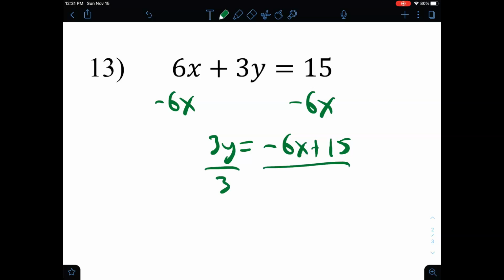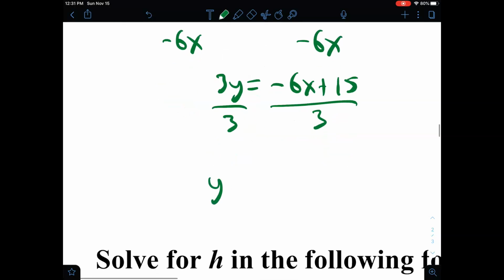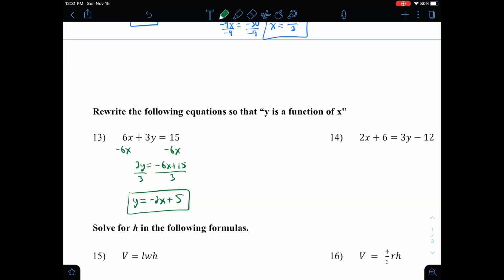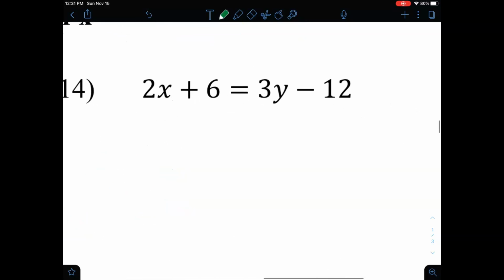What's the last step to solve for y? We're going to divide by 3 on both sides. So we get y equals negative 6x divided by 3 is negative 2x. 15 divided by 3 is 5. And there's our final answer with y by itself.